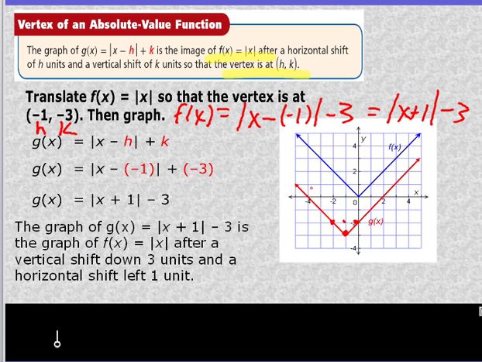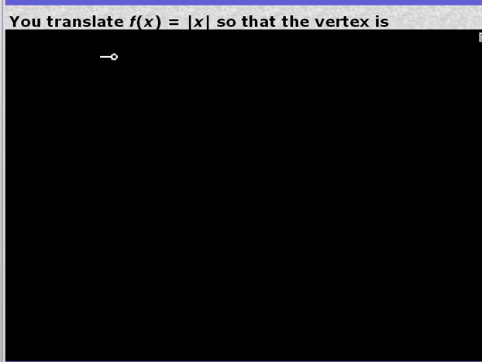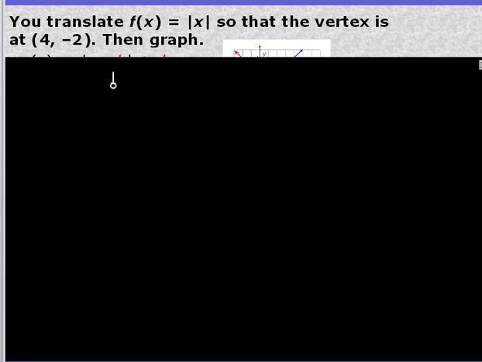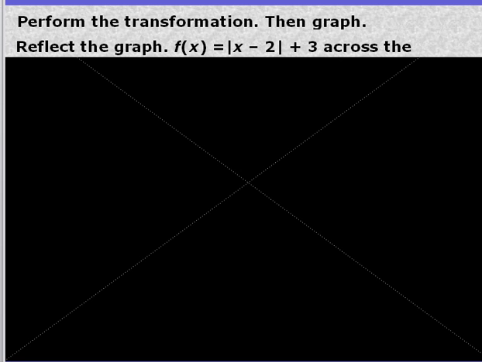Okay, I think that was the next one. You're going to do the next one, so you should try and translate the function with the new vertex at (4, -2), and then graph it. All right, now we're going to do reflections and stretches and compressions, so hopefully you remember those rules. Perform the transformation, then graph.